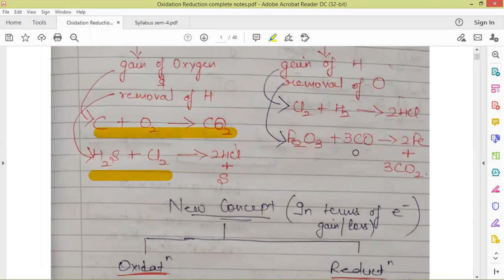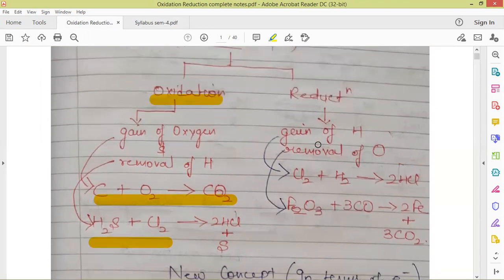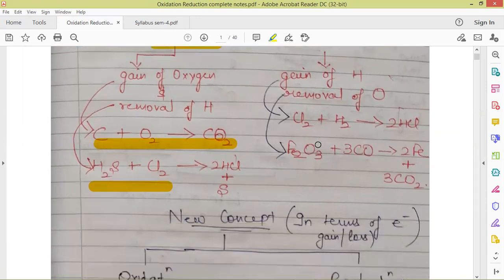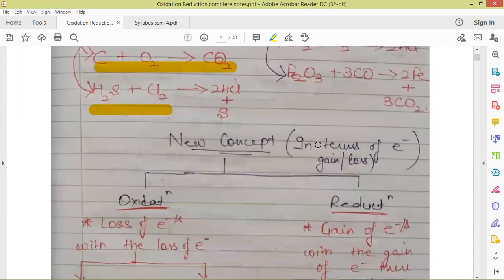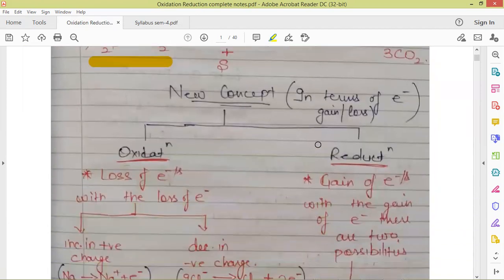So this is an example of reduction, because here Fe2O3, that is iron oxide, is undergoing reduction, losing oxygen to carbon monoxide and getting converted to iron. So it is undergoing reduction. So according to the earlier concept, oxidation was the gain of oxygen or the removal of hydrogen, and reduction was the gain of hydrogen or the removal of oxygen. The new concept is more generalized and is applicable to a wider scope.